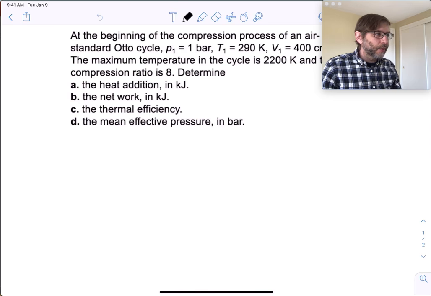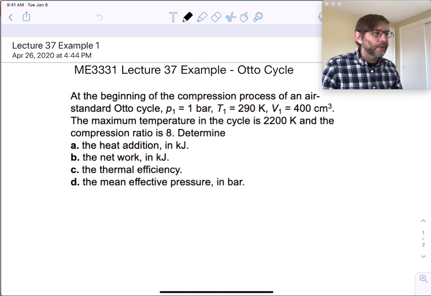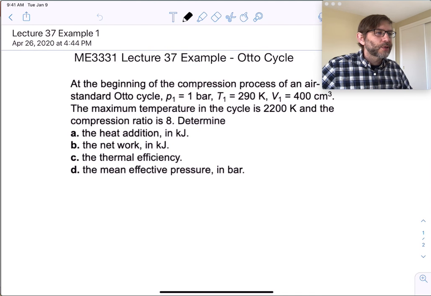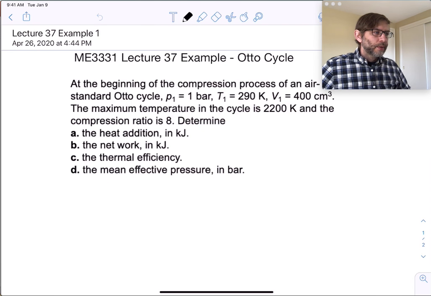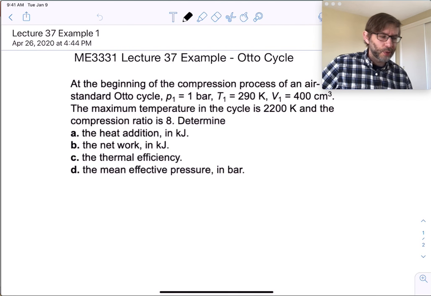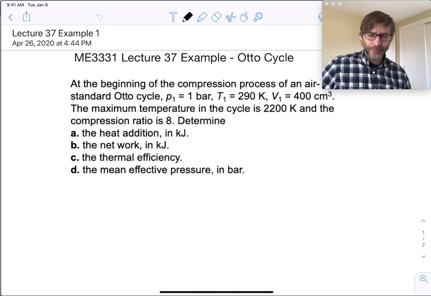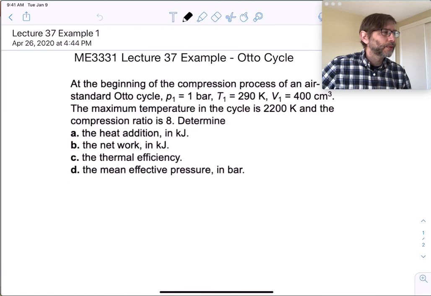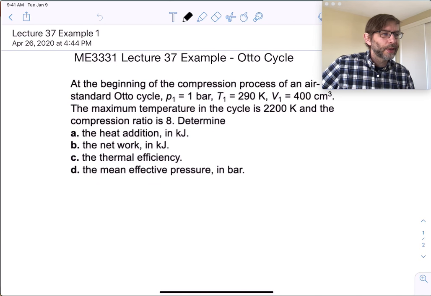Let's see. Now, what we've got to do is read the problem here first. At the beginning of the compression process of an air standard Otto cycle, P1 equals 1 bar, T1 equals 290, and V1 equals 400 cubic centimeters. The maximum temperature in the cycle is 2200 K, and the compression ratio is 8. So 8 is actually kind of a low compression ratio in real life, but it's fine. It's normal. And let's see, determine the heat addition, the net work, the thermal efficiency, and the mean effective pressure.